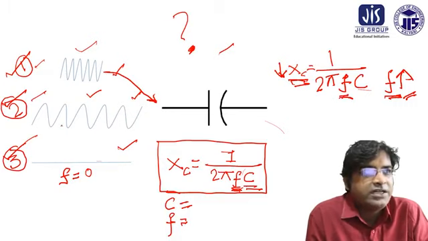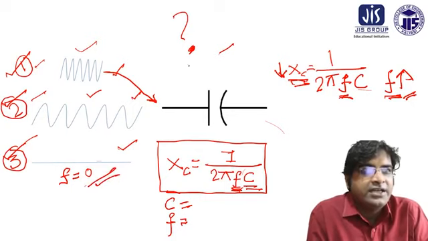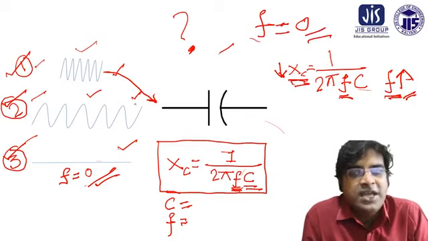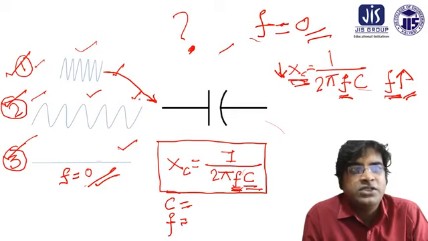And moderate passing capability of this, because here the f is less than this. So for that reason the frequency of passing through this particular XC is low. Another very interesting conclusion is that in case of DC, the frequency f equals 0.